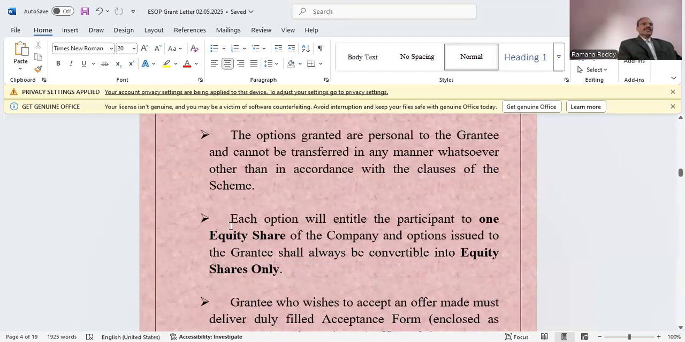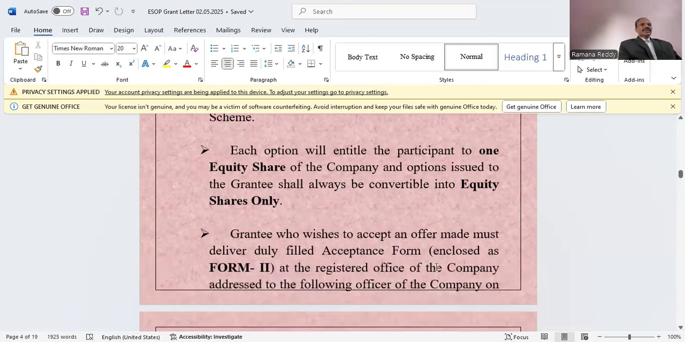Options are not transferable. Each option will entitle the participant to 1 equity share. One option, 1 equity. If you are giving 100 options, so 100 equity shares of the company, and options issued to the grantee will always be convertible into equity shares. One option, 1 share.